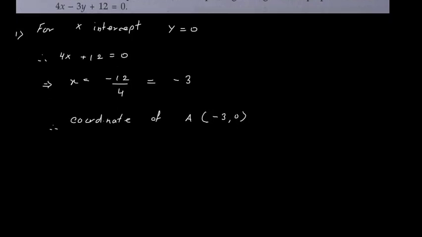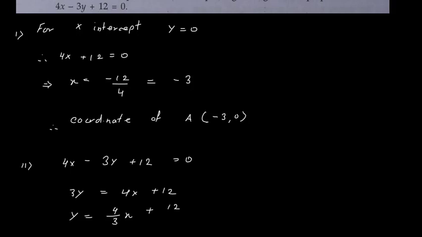Secondly, I have to determine the equation of line which is passing through this point A and perpendicular to this line. So my second line is 4x minus 3y plus 12 equal to 0. So here you can say that 3y is equals to 4x plus 12 and the value of y is 4 divided by 3x plus 12 divided by 3, that is 4 divided by 3x plus 4.